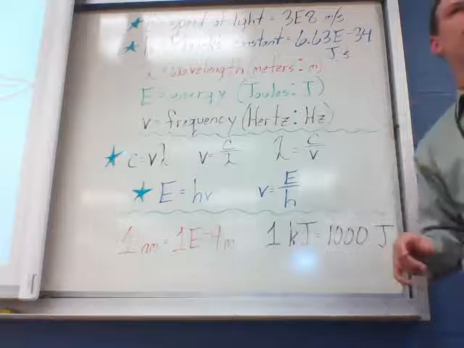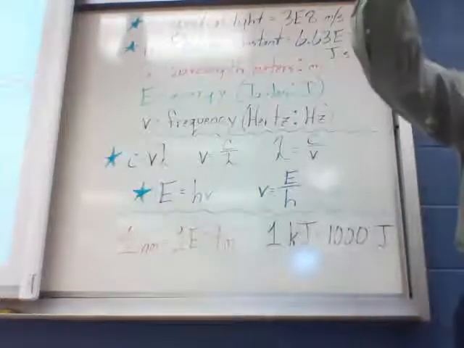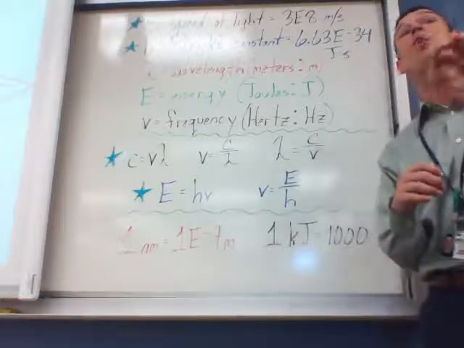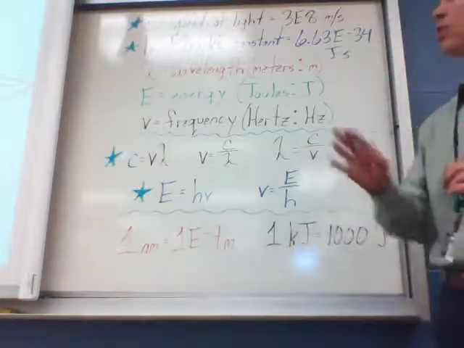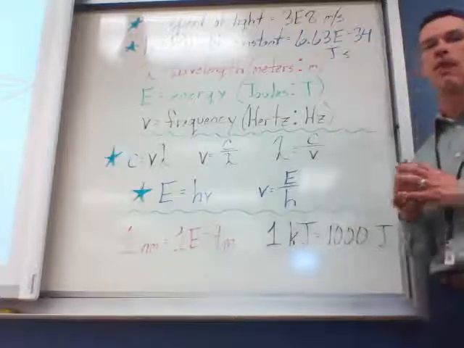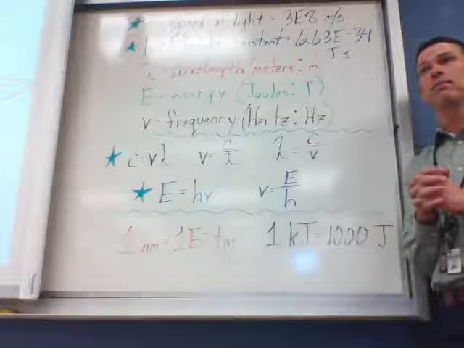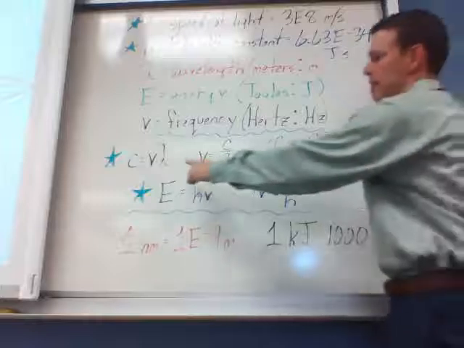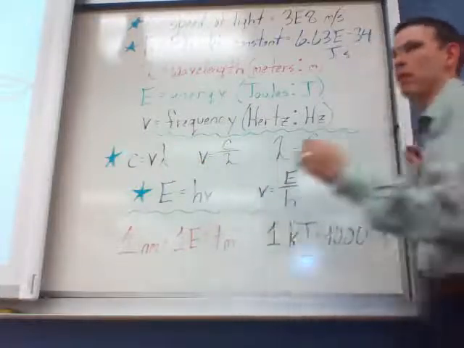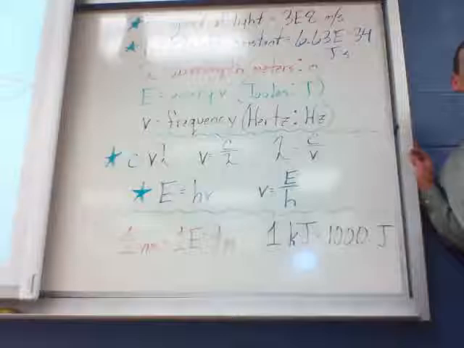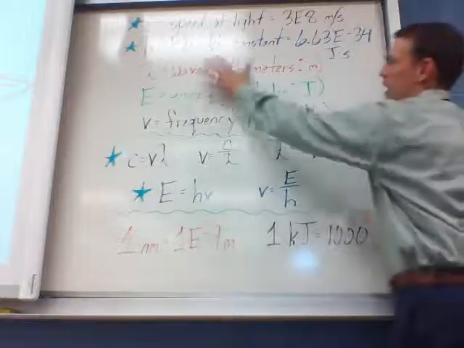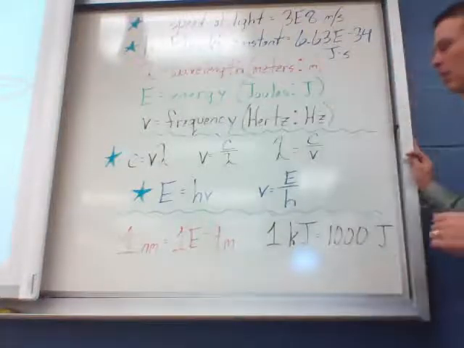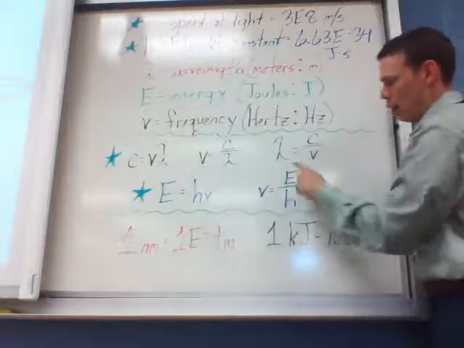Now, do you see the turquoise stars? I've put turquoise stars next to the 4 bits of information that I will give you on the test. In other words, you don't have to memorize the speed of light. You don't have to memorize Planck's constant. You also do not have to memorize the first black equation and the first blue equation. However, you do need to be aware of your units here. And you need to know the other 3 equations.